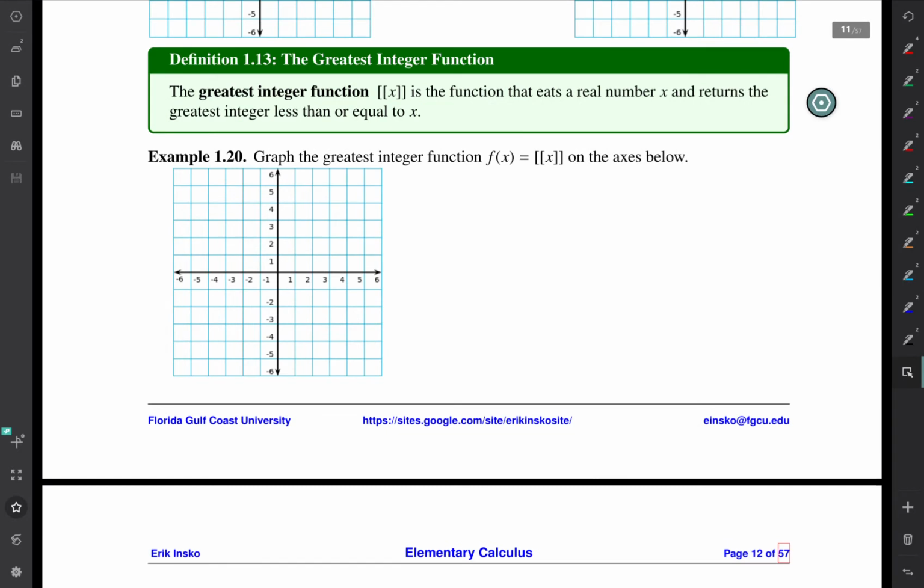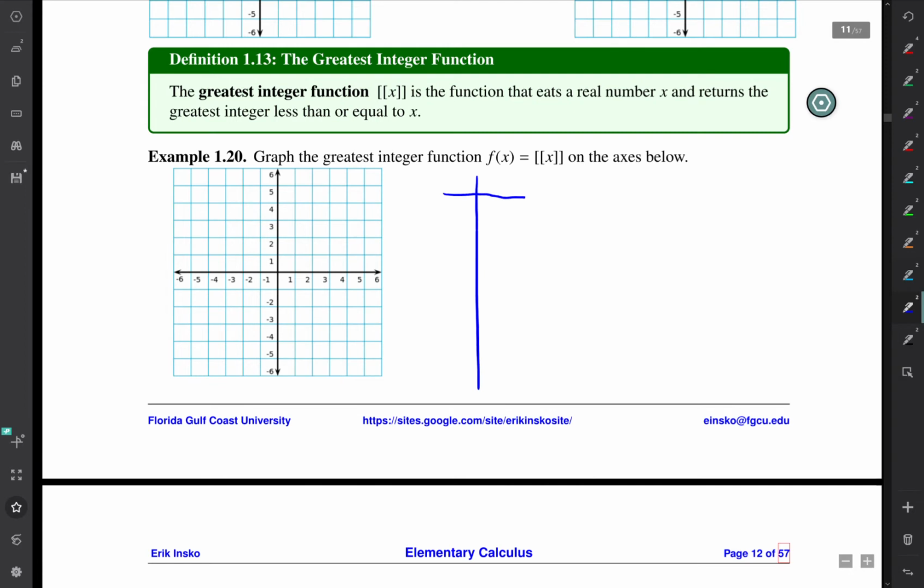Okay, in example 120, I want to graph the greatest integer function. And the greatest integer function is the function that's defined to be the function that eats any real number and rounds down to the greatest integer less than or equal to that real number. So let me start by just giving you an example.